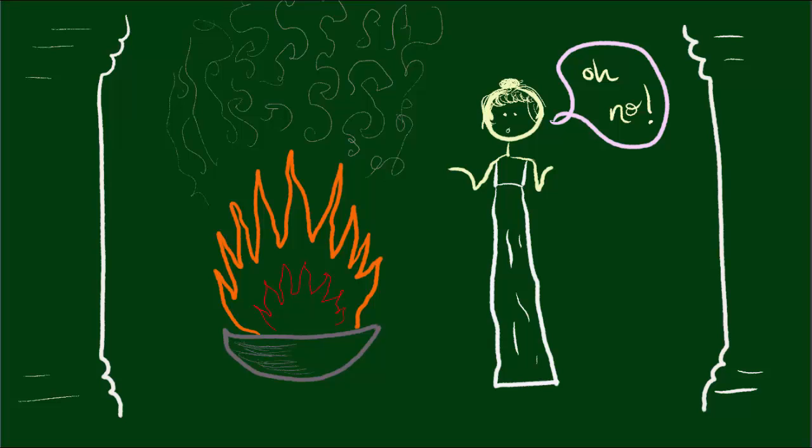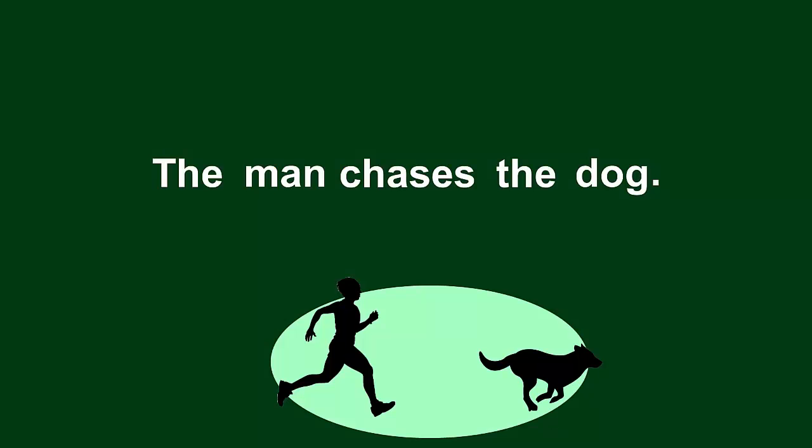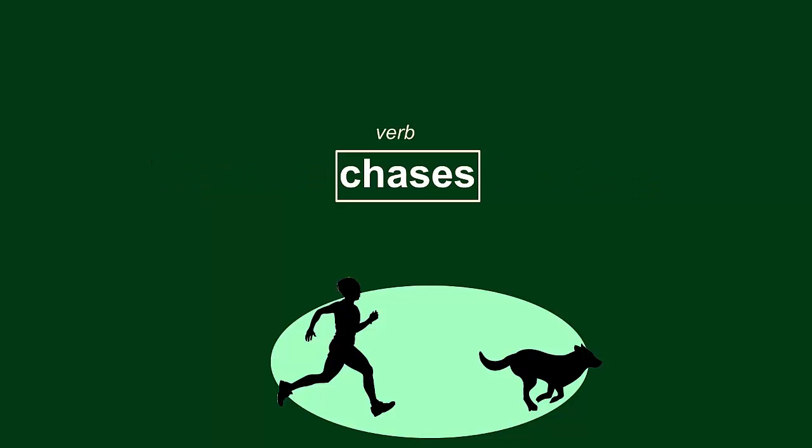Okay, so let's look back at the sentence that we were looking at last time. The man chases the dog. The verb, in this case chases, expresses the action. This is always the crux, essential part of a sentence, because every sentence needs a verb. But a sentence with only a verb is not complete. Chases, by itself, is not a complete sentence.